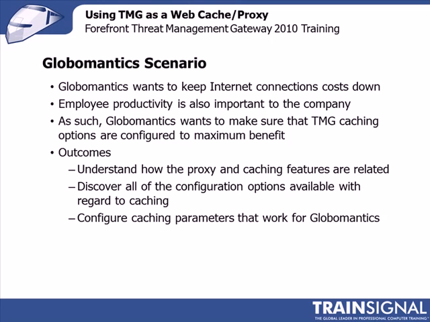So as such, GlobalMantic wants to make sure that the Threat Management Gateway caching options are configured for maximum benefit to the company. From an outcomes perspective, by the end of this lesson, you'll understand how the proxy and caching features are related, and you'll discover all of the configuration options to be had with regard to caching. And you'll configure some specific caching parameters that work for GlobalMantic and meet business needs.